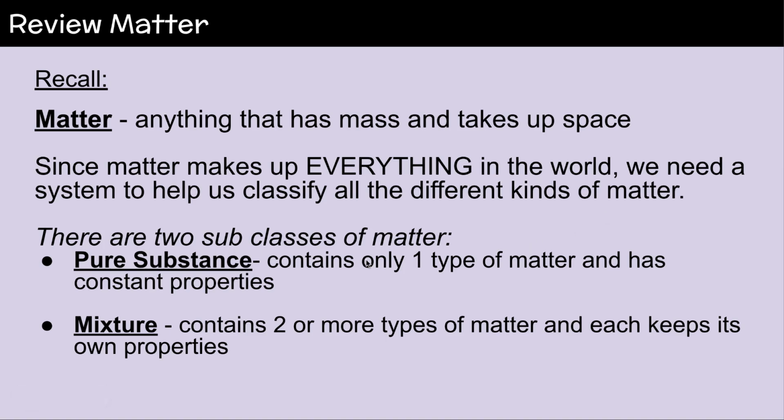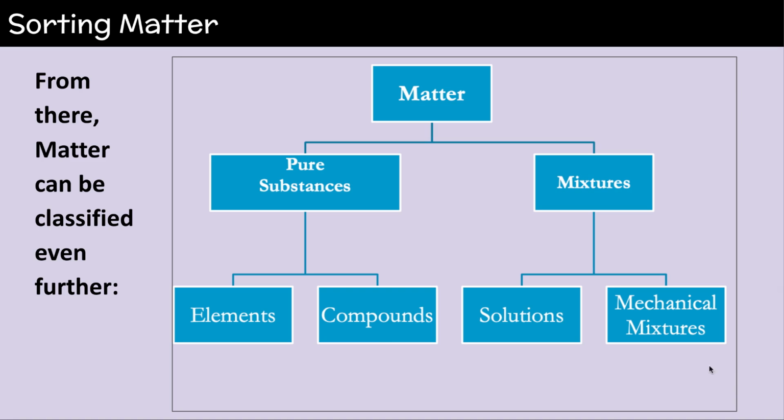So there are two subclasses of matter. There are pure substances, and these pure substances contain only one type of matter that has constant properties. And then there's a mixture, and a mixture contains two or more types of matter, and each keeps its own properties. So these definitions are at the top of your note. And now we're going to go into these two different categories of matter and talk about them in more detail.